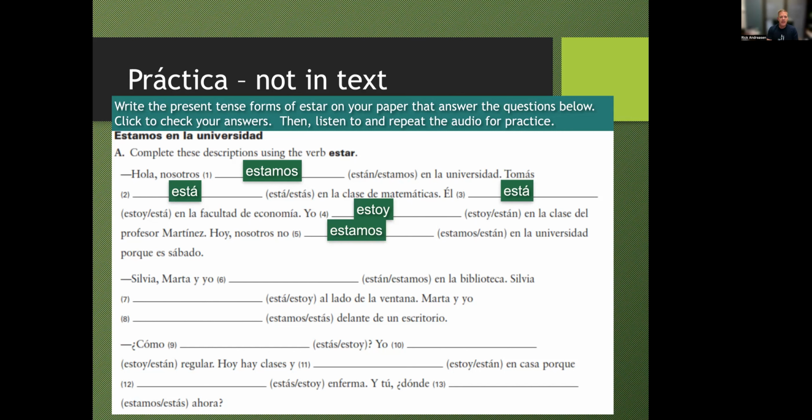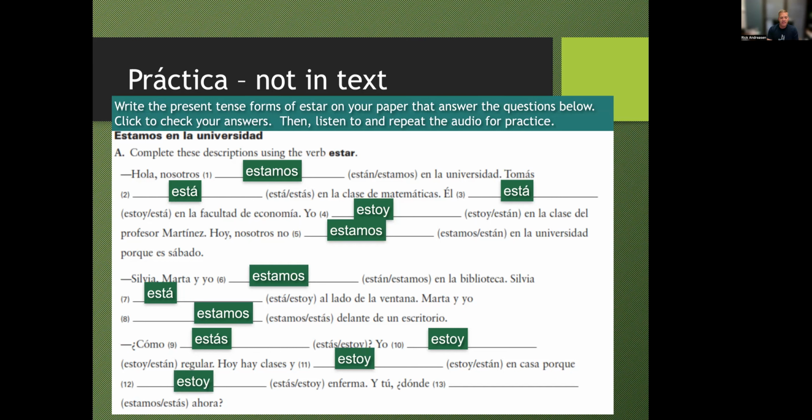Silvia, Marta y yo estamos en la biblioteca. Silvia está al lado de la ventana. Marta y yo estamos delante de un escritorio. ¿Cómo estás? Yo estoy regular. Hoy hay clases y estoy en casa porque estoy enferma. ¿Y tú? ¿Dónde estás ahora?